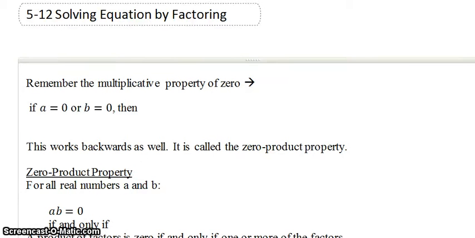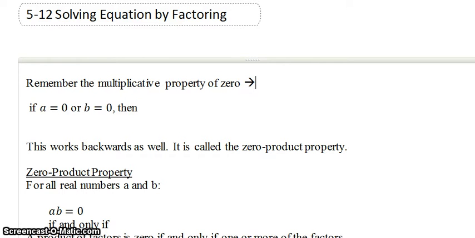All right, so we're on 5.12, solving equations by factoring. We've already learned how to factor everything out. We're really good at it. We've memorized it. And now we're taking that one step further. We're going to have it factored, and then we're going to solve it that way.